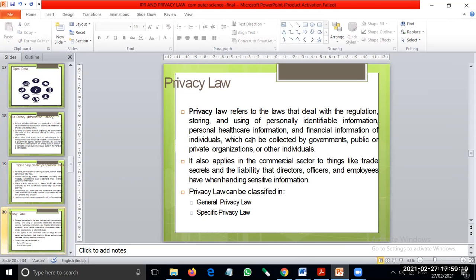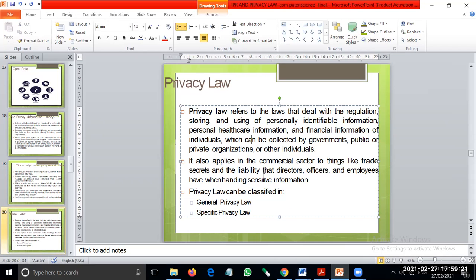Privacy law. Again, most important thing. Privacy law refers to the law that deals with the regulation, storing and use of personally identifying information. देखो, law is the rules and regulations. So privacy law भी वही बात है कि एक इंफॉर्मेशन को आइडेंटिफाई करने के लिए, स्टोर करने के हिसाब से, रिकॉग्नाइज करने के हिसाब से सारी चीजें मेंटेन रहती है.